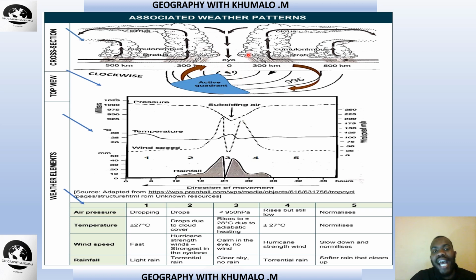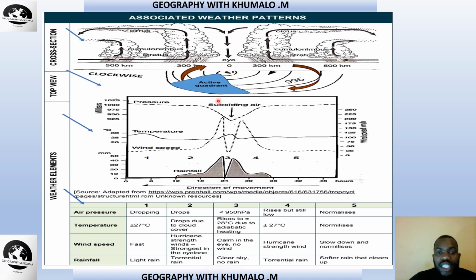Then there at the center we get our eye. Grade 12s, we can't say during the eye there is no temperature. We just say that it is calm. There are warm temperatures, but it's calm. There's no rain, there's no wind there. So it's just calm conditions. So don't say there are no weather conditions. There are weather conditions, it's just that they are calm. There's no wind, there's no rain there in the eye.